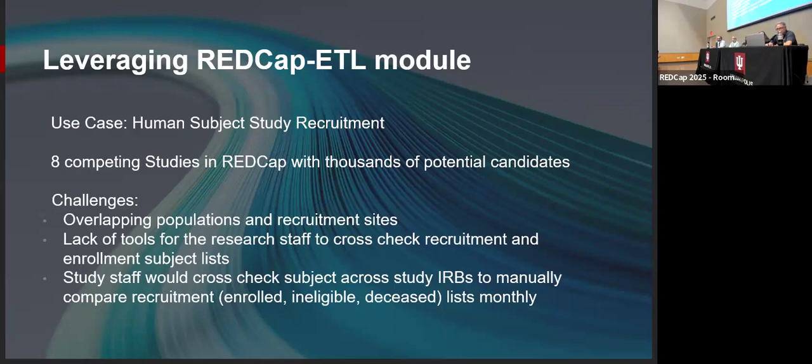A lot of these were having problems with one study trying to recruit an individual and another study trying to recruit them at the same time, or they were already enrolled in another study. So we had overlapping populations of recruitment sites. And there was really a lack of tools for the research staff to cross-check this and make sure that a participant wasn't getting involved in 2 different studies. So a lot of this was manual work that they had to do, check in with the other teams, check in across the IRBs to manually compare either enrolled, ineligible, or deceased participants.